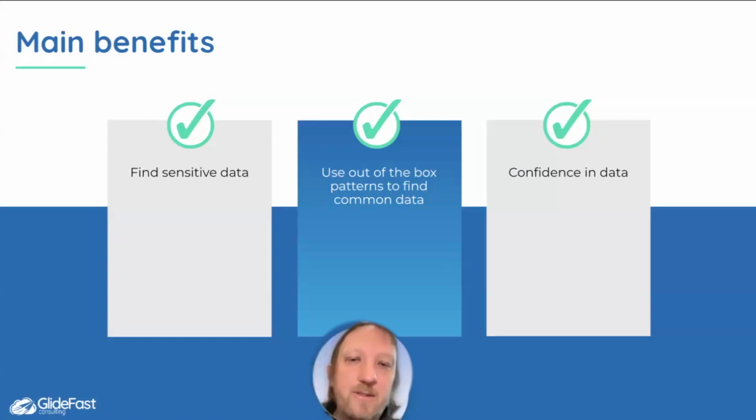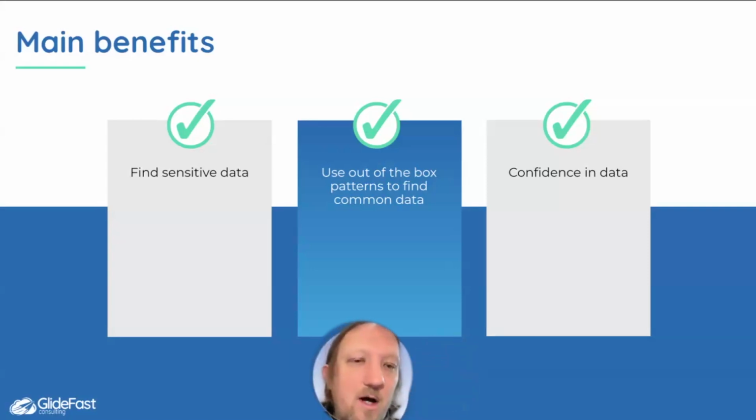So this uses out of the box patterns to find that common data. So what you can do is set up these jobs and pick the patterns you want, and it'll go through and scan your instance and find instances of that data so you can act on it, right? So I need to clean it up, or I need to encrypt this, or I need to go through and anonymize it. So this works together pretty well with that anonymization feature.